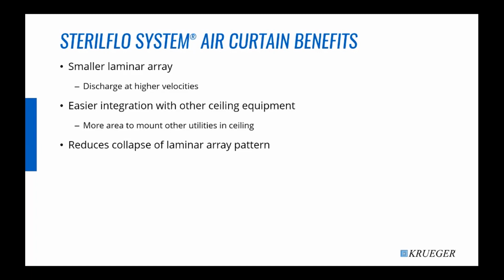Finally, the air curtain also helps to eliminate the collapse of the laminar flow diffuser discharge pattern. Since the air curtain is a separate air pattern at a slightly higher velocity, it pulls out the laminar's discharge pattern, preventing the collapse of the laminar pattern. The laminar pattern comes straight down towards the table and exhibits little to no airflow collapse. The CFD illustration highlights those talking points.